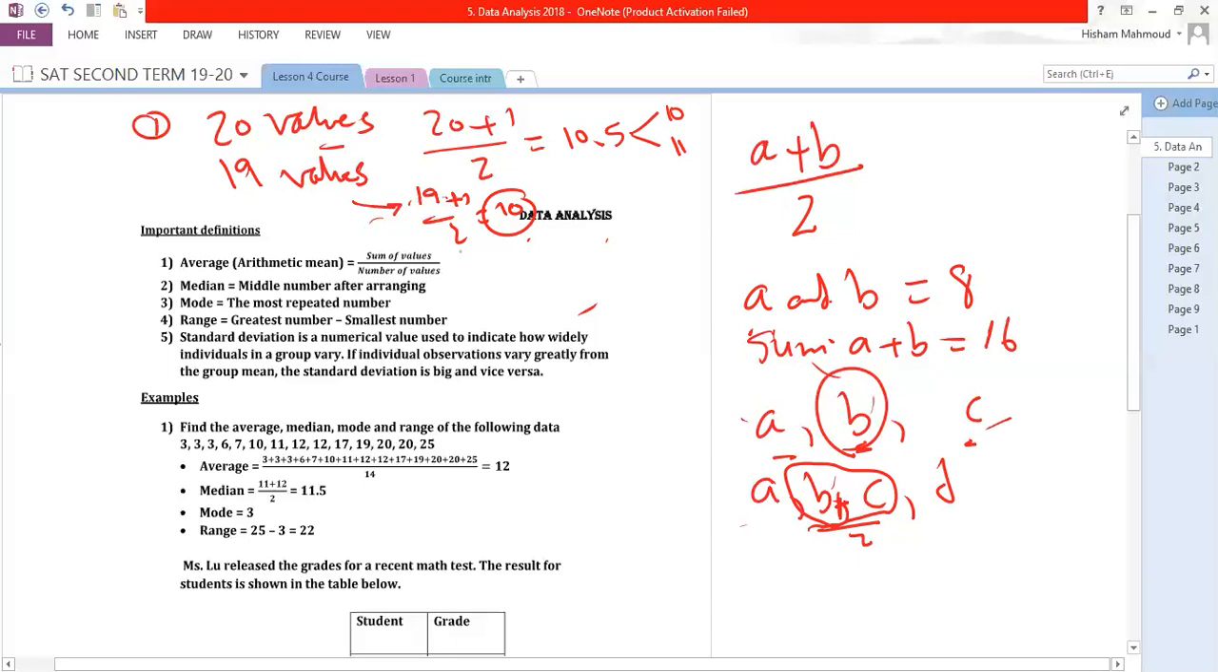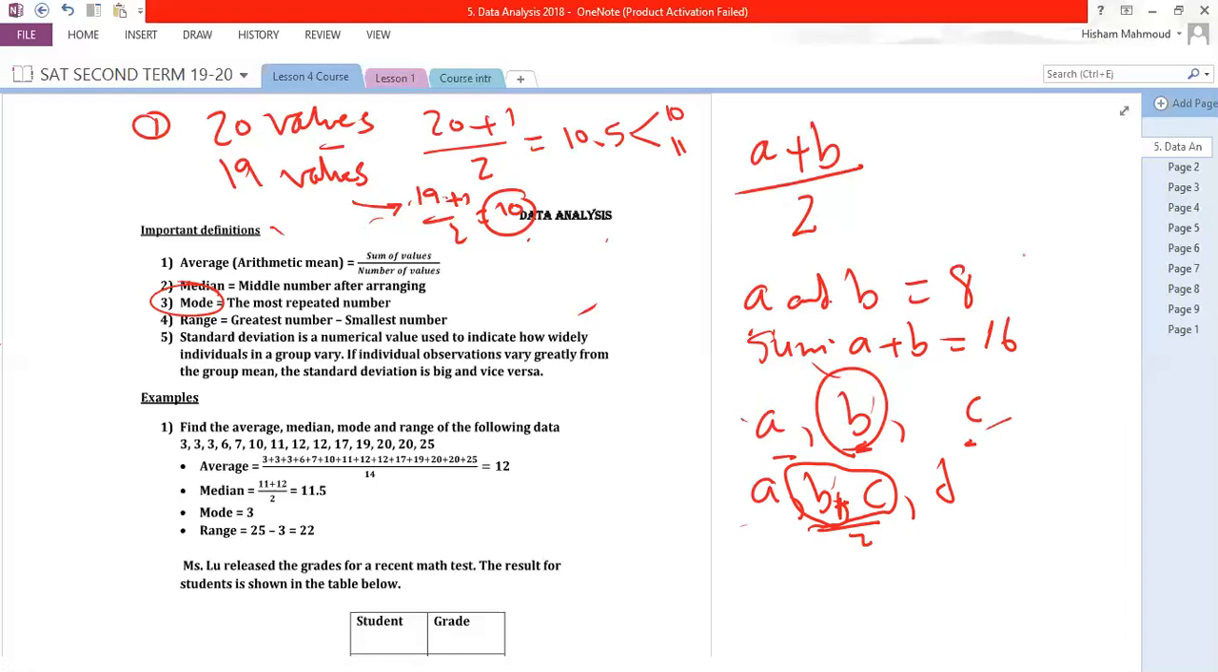Mode is the most repeated value. Now, what if there isn't any repeated value? So there is no mode. For example, I have three students sitting in front of me, two of them wearing black. So the mode of today is black.